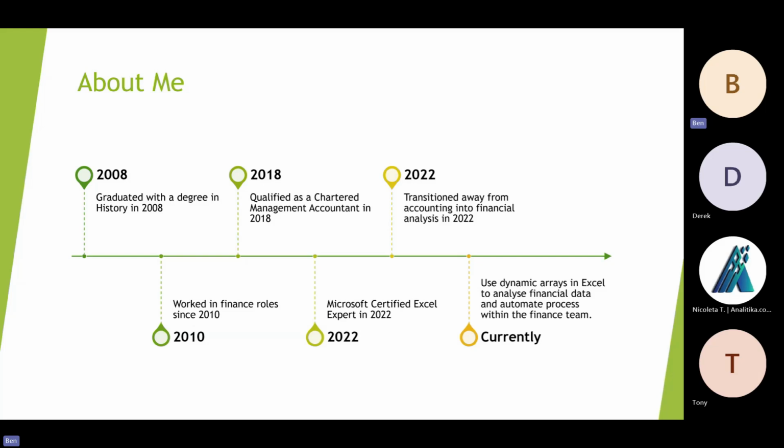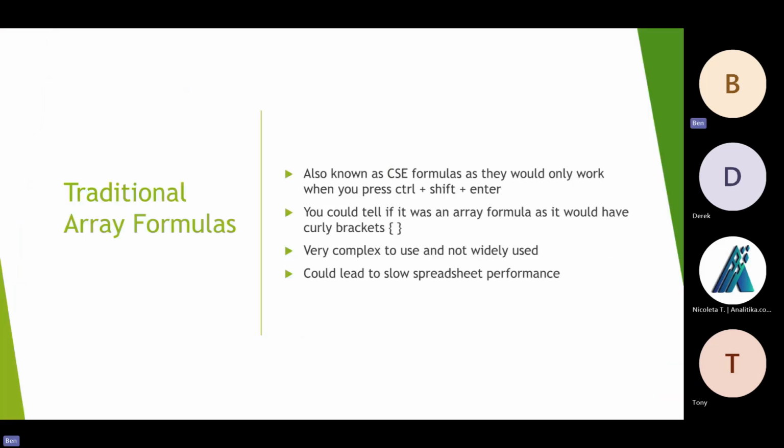of processes. So you might have heard of array formulas before, which were the traditional way of doing what I'm going to be showing you today. These were known also as CSE formulas because you had to press Control-Shift-Enter for them to work. And you could always tell if they were array formulas because they were surrounded by these curly brackets, which stood them out as different from normal formulas.